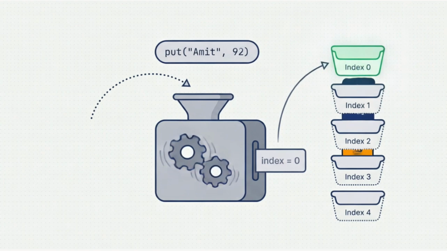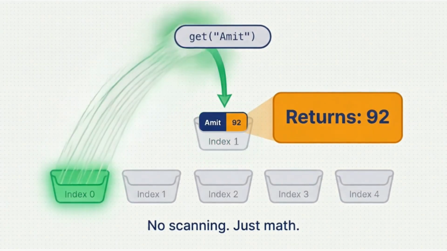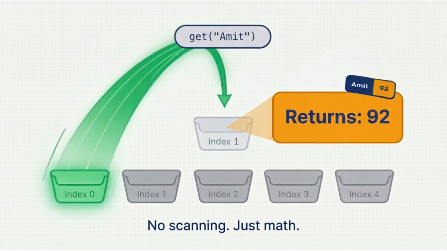Now, the part hash maps are famous for, getting data back out. To get Amit's marks, the hash map doesn't search at all. It hashes Amit again, gets the same index, 0, and jumps straight to that bucket. It checks the key matches and returns 92. No scanning, no comparing thousands of entries, just one calculation and one jump. That's why lookups are so fast. The position isn't found, it's computed.